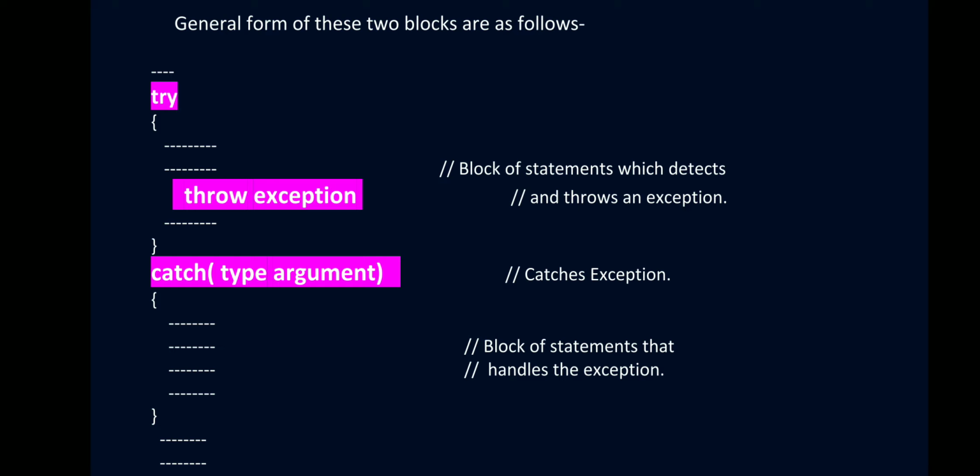Now this is the general form. So whenever I am writing the exception handling mechanism in my program, the catch block should be followed by the try block. The throw statement is written in the try block. Here we are using 3 keywords: try, catch, and throw. Now let us see an example.